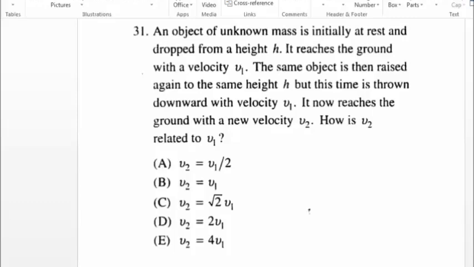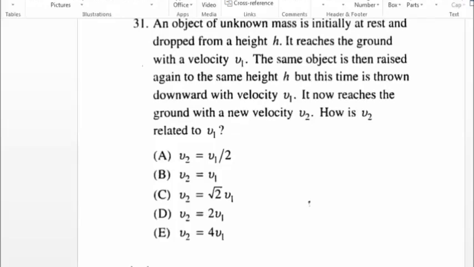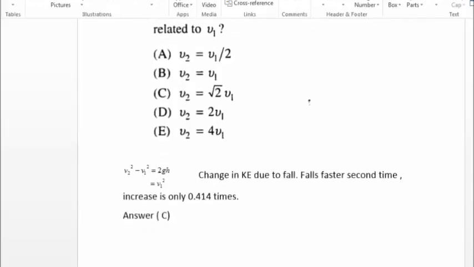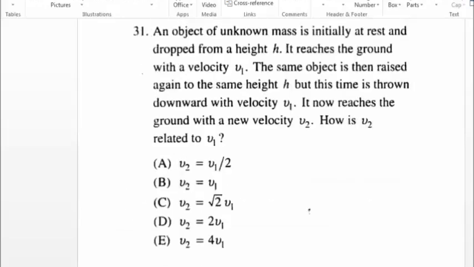An object of unknown mass is initially at rest and dropped from a height h. It reaches the ground with a velocity v1. The same object is then raised again to the same height h, but this time is thrown downward with velocity v1. It now reaches the ground with the new velocity v2. How is v2 related to v1? So here, initially the object is at rest and dropped from height h, it reaches the ground with a velocity v1.